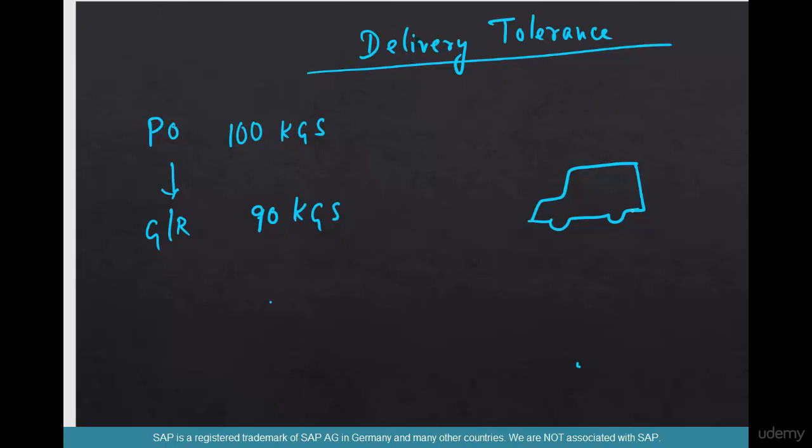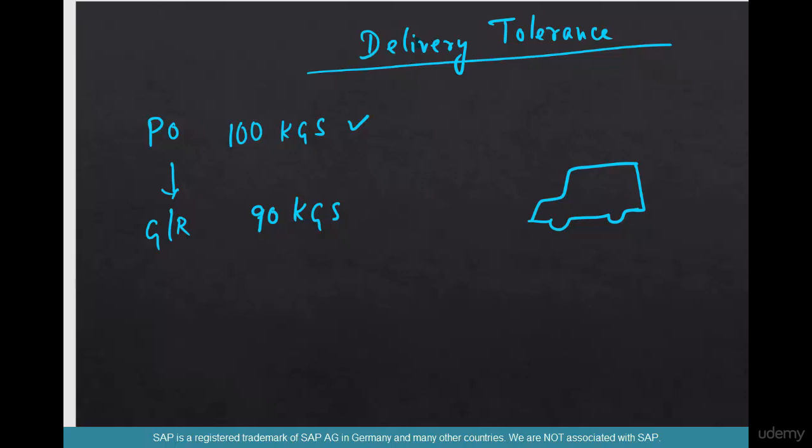And of course, the vendor is only going to charge for whatever he has delivered. He's not going to charge for 100 in this case. He's only going to charge for 90, which is fair. Right? Now, this concept is called a tolerance, delivery tolerance. There's also something called order tolerance, but we're not going to go there.